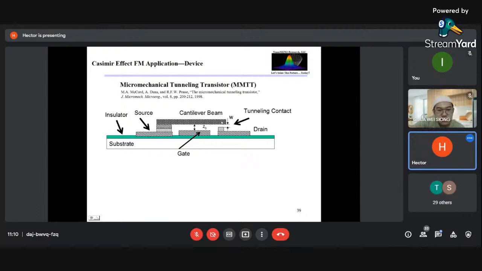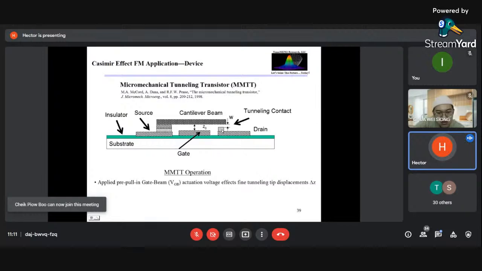From a position of equilibrium, and in doing so, this gap W will experience the flow of a tunneling current between the tip of the beam and the drain. So the operation is as follows. A pre-pulling voltage is applied between the gate and the beam, and this voltage affects a fine tunneling tip displacement, delta Z, between the tip of the beam and the drain contact. This gives rise to currents of the order of nanoamps.